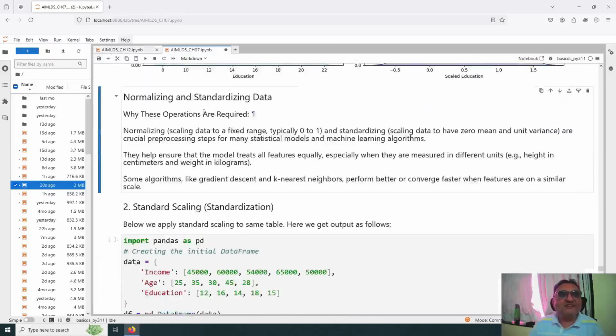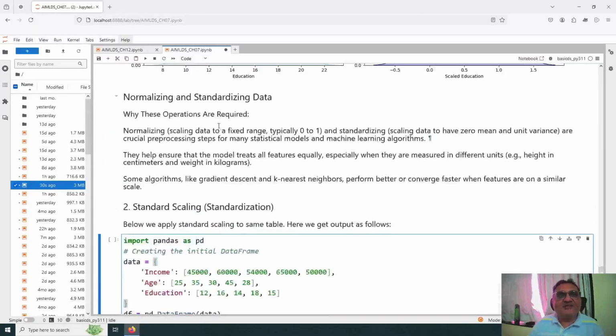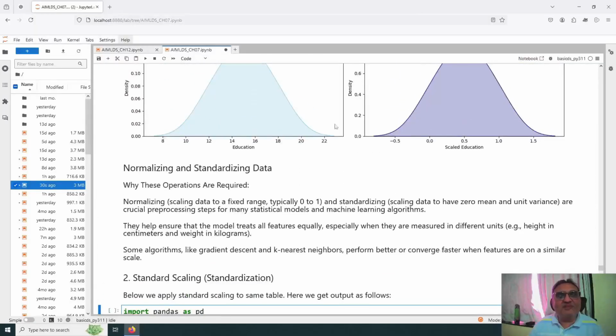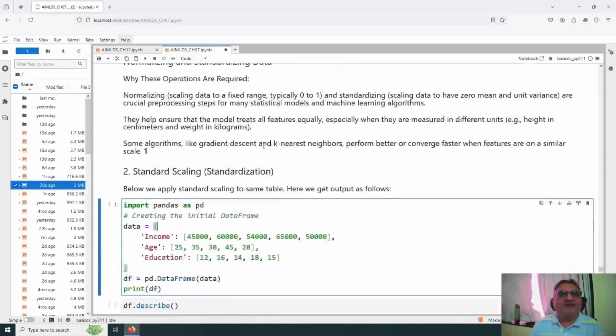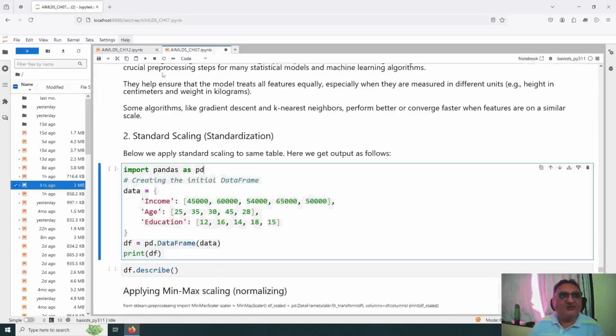Then instead of normalization, we can do standardization also. In normalization, what was our aim? The values should range between 0 to 1. In standardization, our aim is that each and every column should have mean equal to 0 and standard deviation equal to 1.